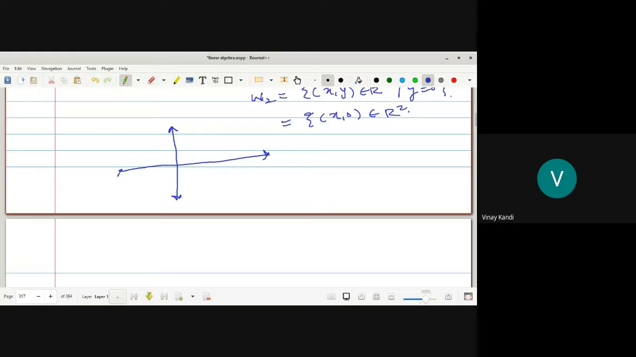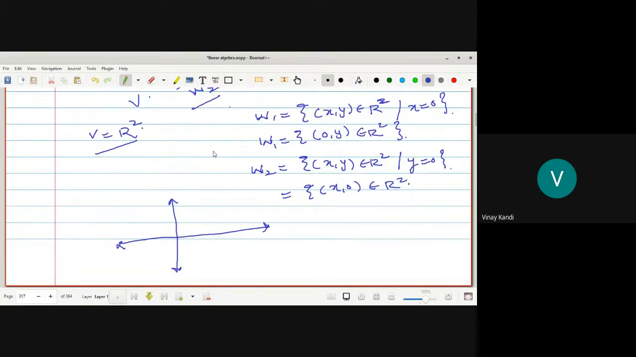W1 is collection of all the elements belongs to R2 so that x is equal to 0. म्हणजे काय असेल? हा तुमचा W1, Y ऍक्सिस म्हणजे तुमचा W1 असेल. Is it correct? ओके, 0, y हा एक पॉइंट कुठे येतोय? इथे कुठेतरी असतो. ओके, x, 0 कुठे असेल? इथे असेल. This is W2. What is the intersection of these two?